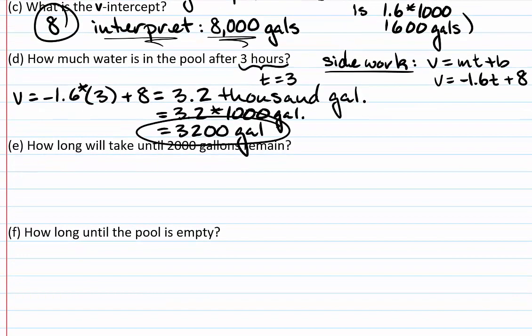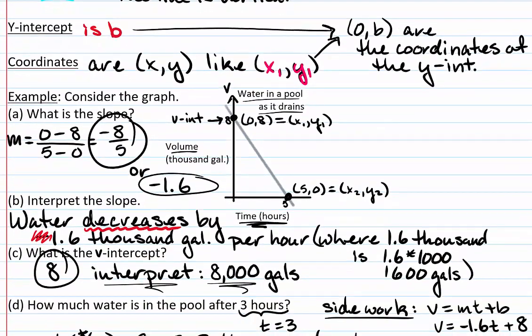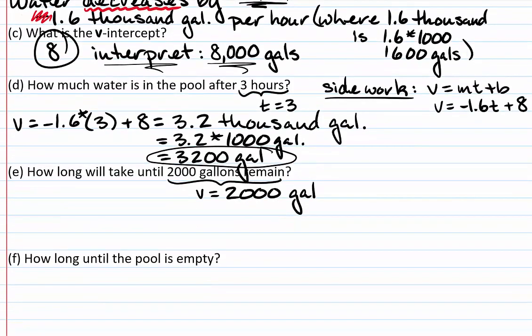How long will it take until 2,000 gallons remain? Let me make that a little bit easier to see. Well, that's not a time anymore. That means V is 2,000 gallons. But the thousands is already accounted for, remember. The thousands is already accounted for, so we just use the 2. V equals 2. And we take that, put it into our equation.